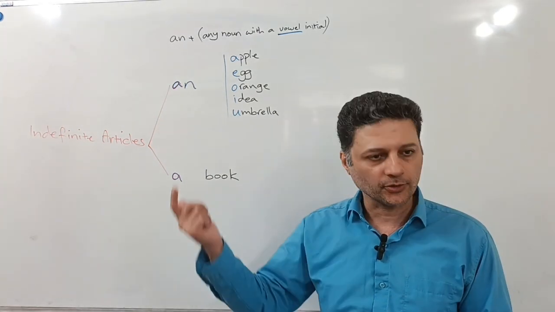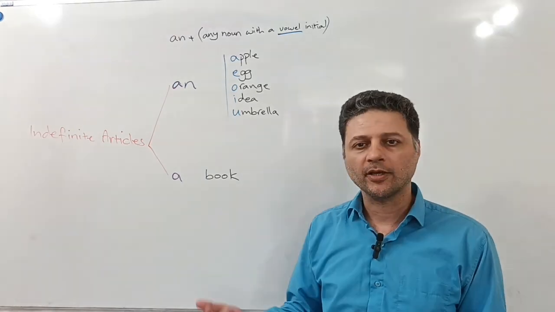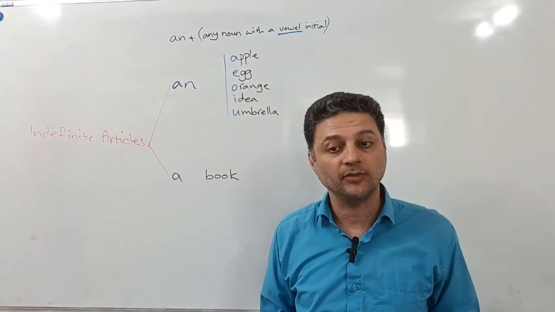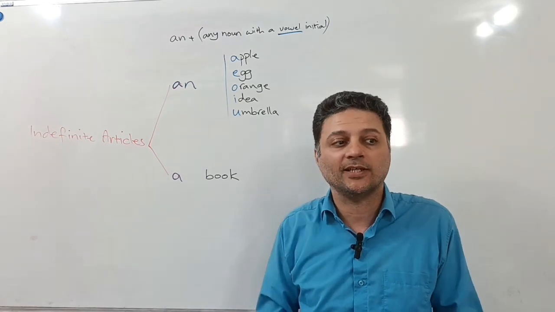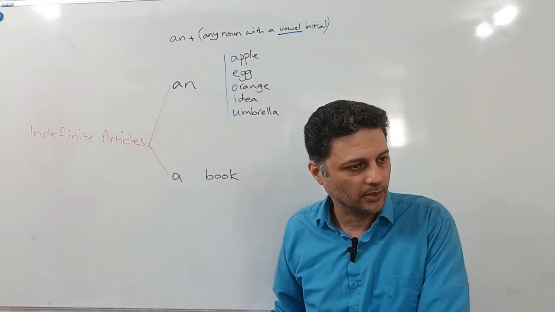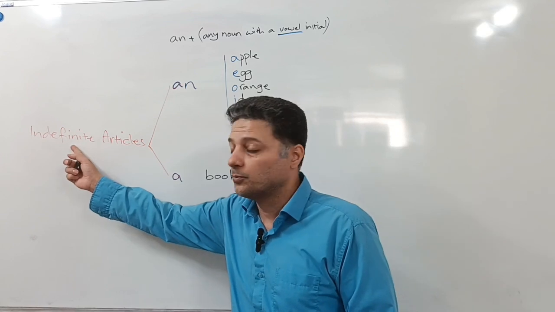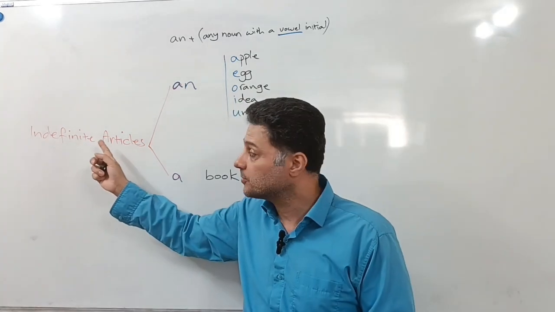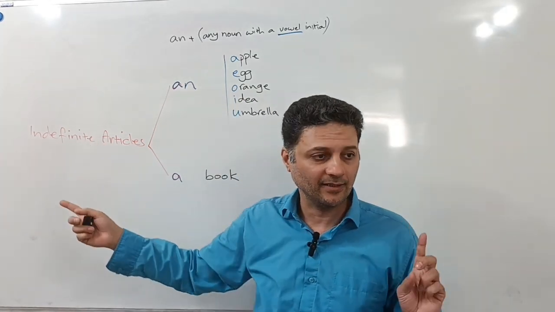A book, a bird, for example, right? A book, a person, an individual, an idea. We don't know what idea, what individual, what person, what book, right? That's what we mean by indefinite. But sometimes we mean definite article.